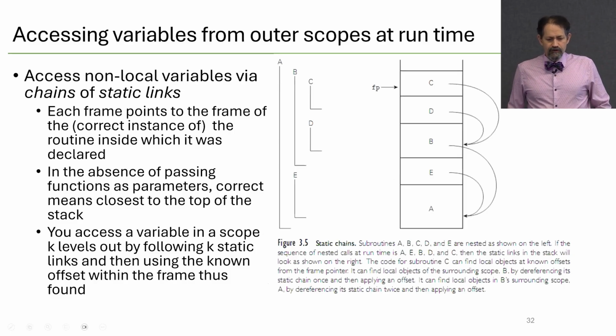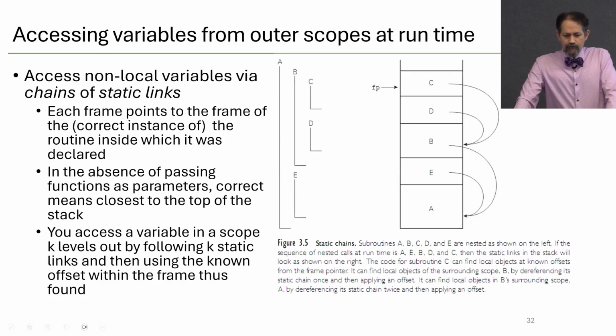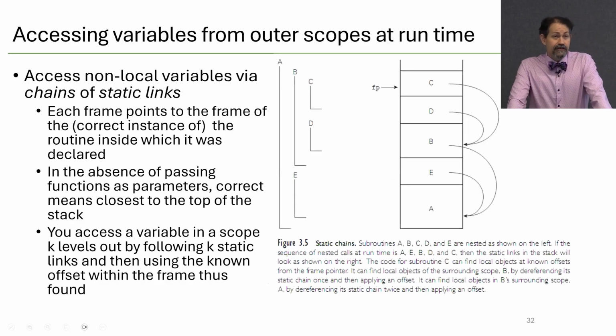So if we're in function C, and we access a local variable in C, we have it in the local frame of that function. And the frame pointer tells us where to find it. But if we're in C and we want to access a variable in B, where C is nested in B, or in A, which surrounds both C and B, then we can use static links to go from our scope in C to the scope of the surrounding functions.